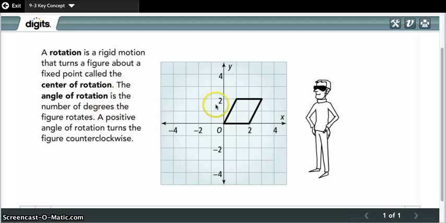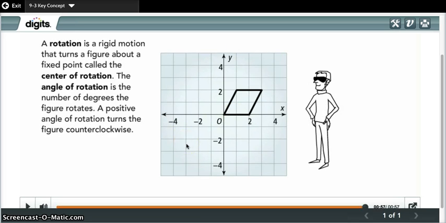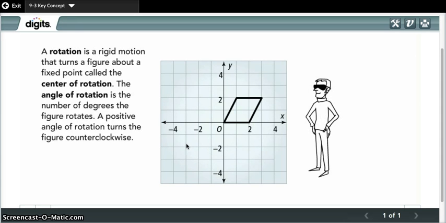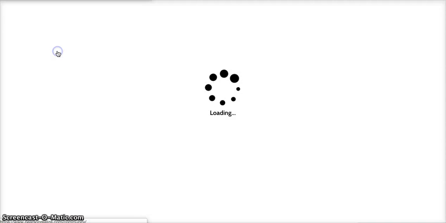Okay, and then the angle of rotation is how far we rotate it. So whether we rotate it 90 degrees, 180 degrees, or 270 degrees, or 360. Usually they're in increments of 90. I'm not sure if there's examples in our lesson today that are not in angles of 90, but for the most part, they're all in angles of 90. So let's get started with some practice.